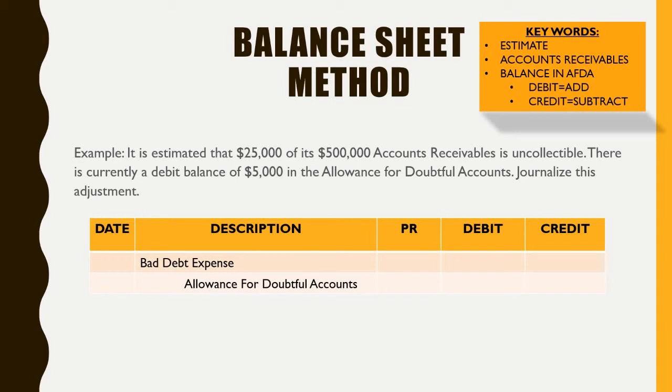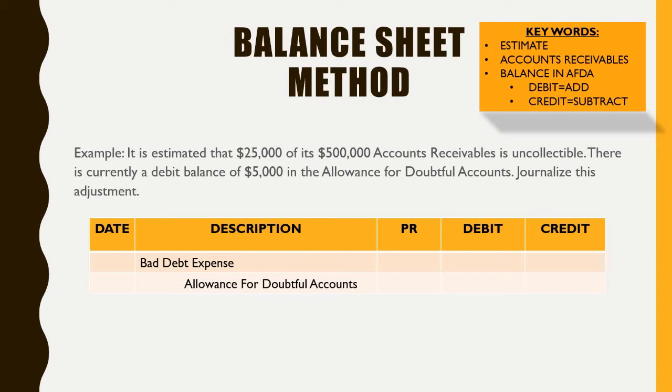Now, let's go ahead and read the scenario. If a company estimates that $25,000 out of its $500,000 accounts receivable is to be uncollectible, okay, and there is currently a debit balance of $5,000 in the allowance for doubtful accounts, okay, so journalize this adjustment.